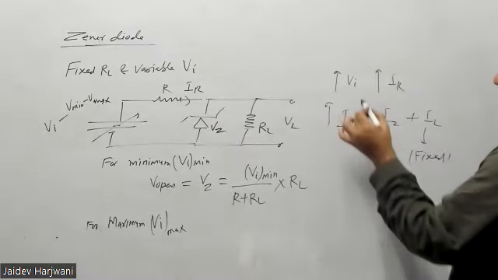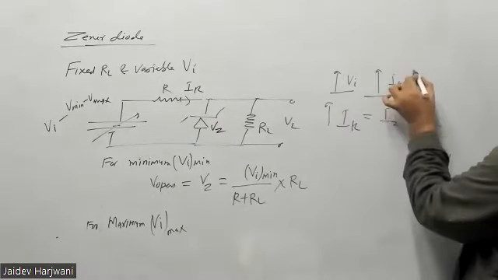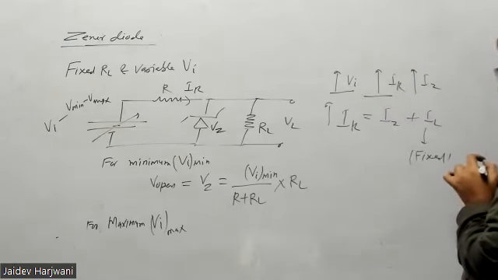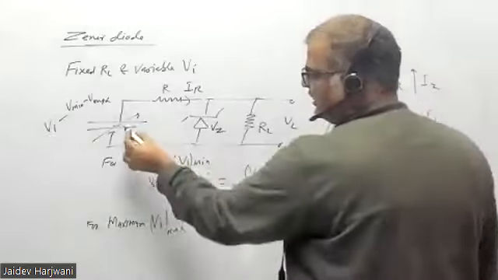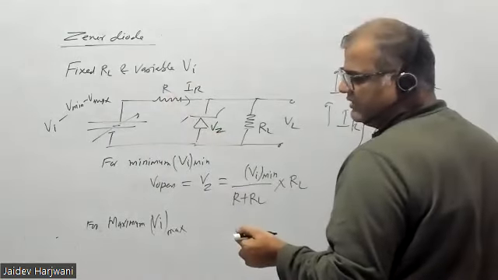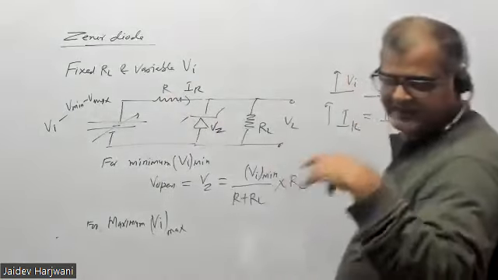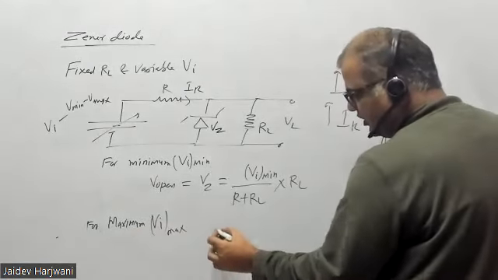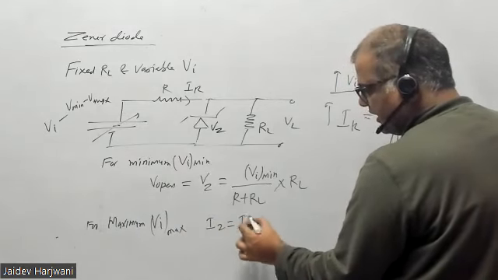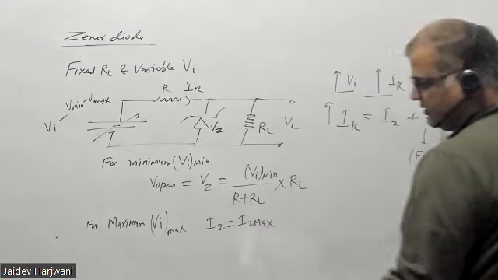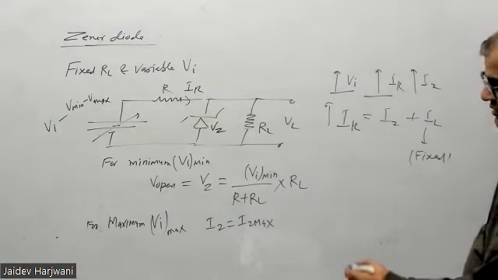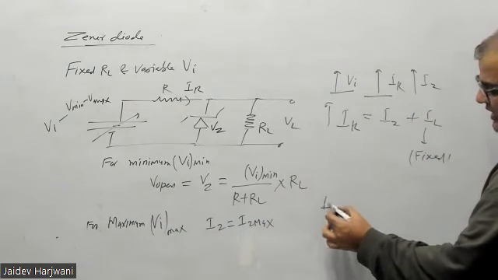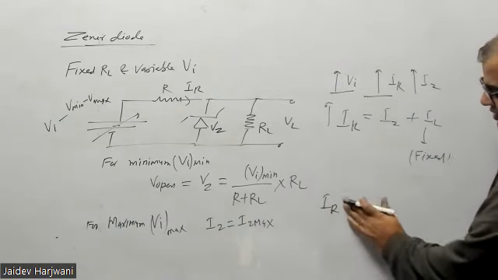So automatically when you are increasing VI, IR is increasing, and that is increasing IZ. If you go above some particular limit, this IZ will become greater than IZ max. So for maximum V input, your IZ should be equal to IZ max. IL is known, so your IR can be calculated for V input max.